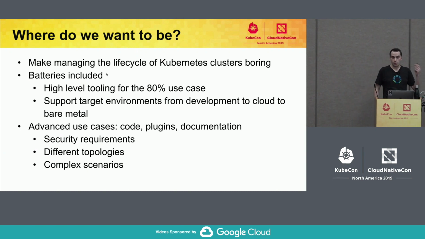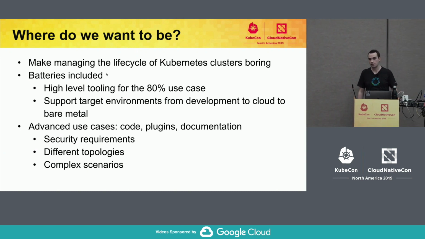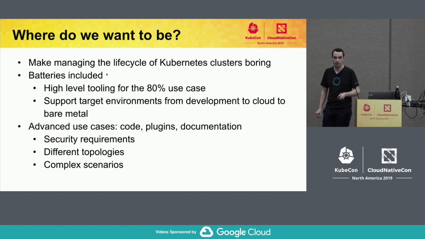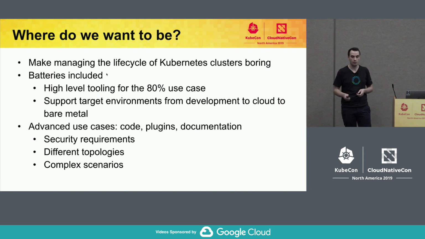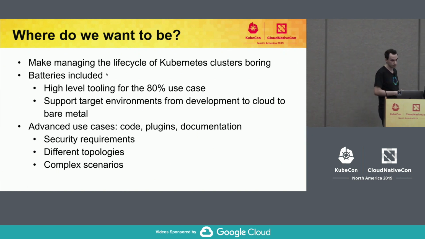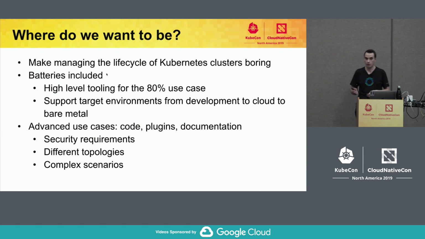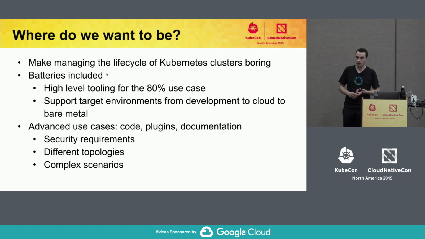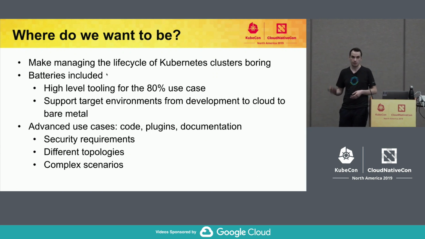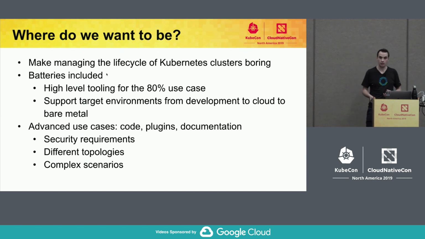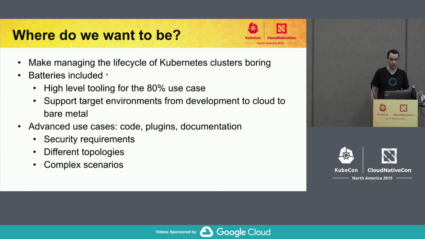And again, support the 80% use case. We say this a lot. We want to make sure that for 80% of users, Cluster API should check all the boxes, but we want to make the 20% possible. The advanced use cases are where that will happen. This could be in code, so code that's in or out of Cluster API, more plugins, more extensibility, or really documentation. Some of the scenarios that we have seen, for example, for security requirements, different topologies, or more complex scenarios could really be tackled in documentation.